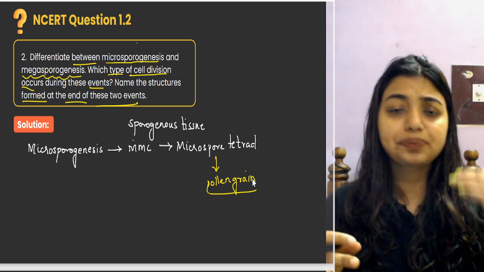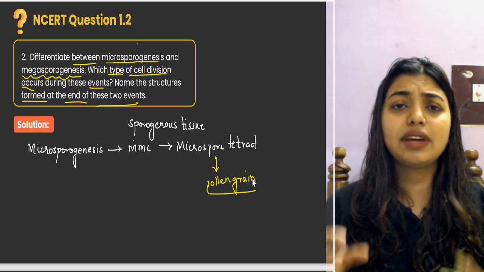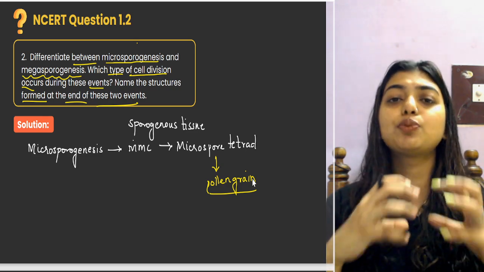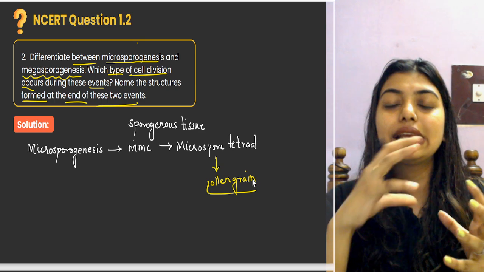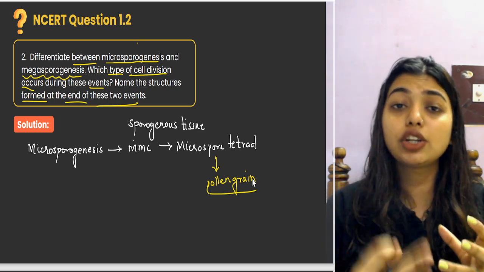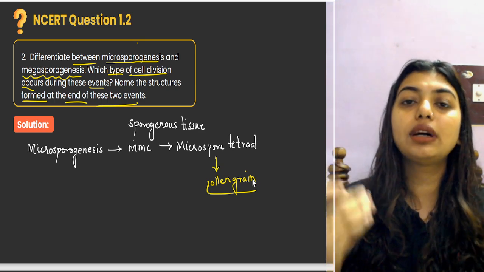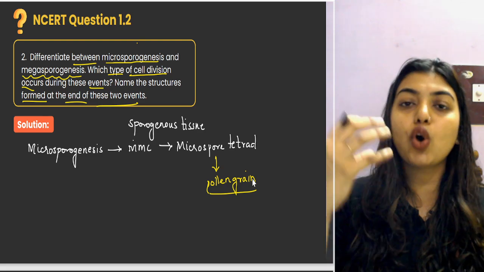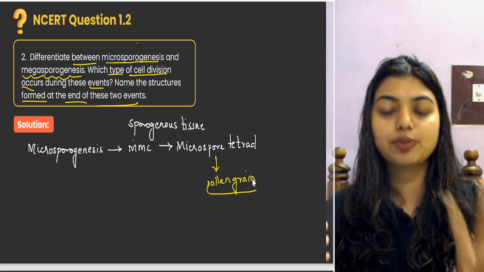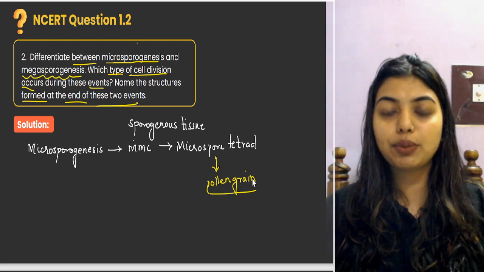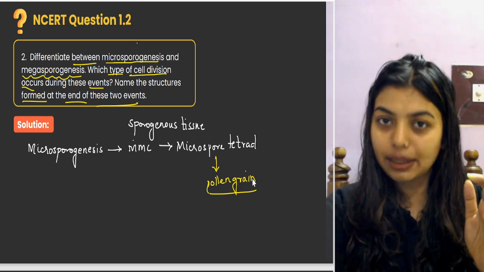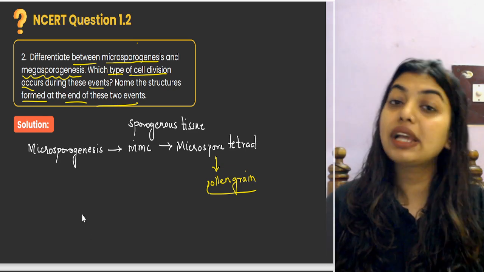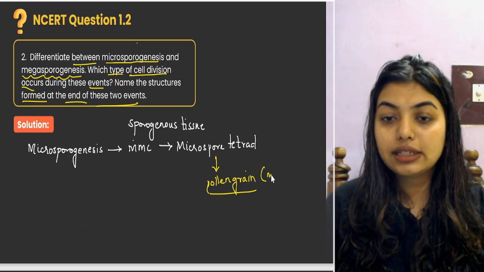Very simple. Once again, let's revise. Microsporogenesis is where the sporogenous tissue present in the center of the microsporangium undergoes meiosis to form the microspore tetrad, out of which the 4 microspores become potential pollen grains. In bracket you can write male gametophyte, and then write which bears the male gamete. Got it? So write like this.